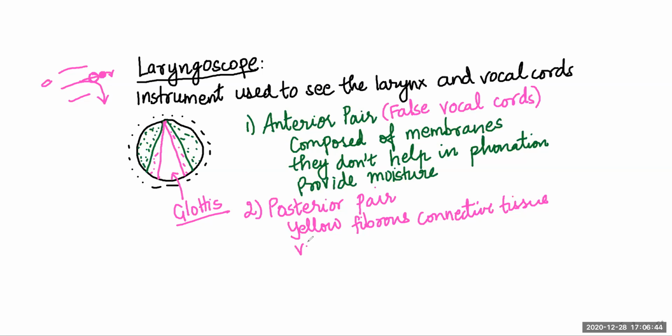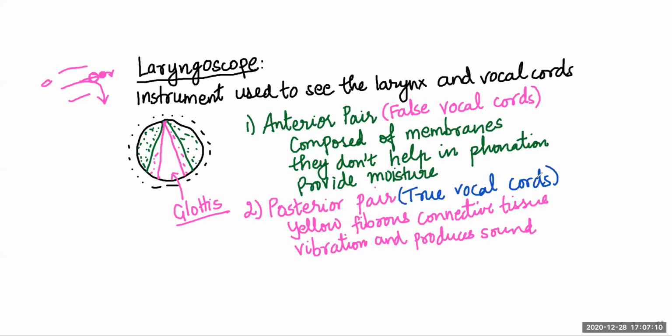When air hits it, it can cause vibration and thus it helps in producing sound. So it produces sound. Because it produces sound, posterior pair of vocal cords are called true vocal cords. So इसके ऊपर भी क्वेश्चन पूछा गया है, what are true vocal cords and what are false vocal cords?